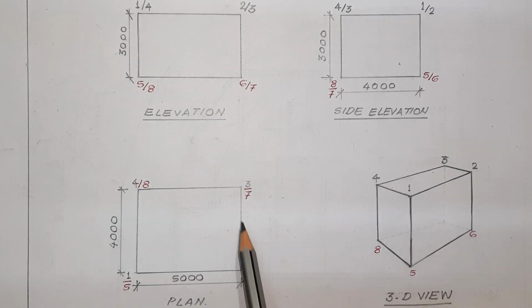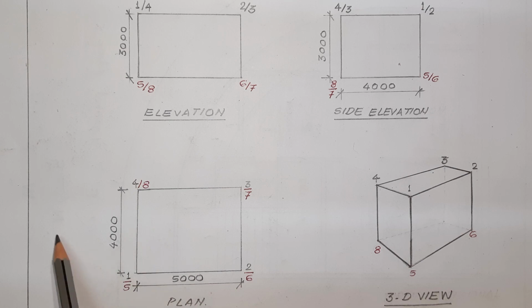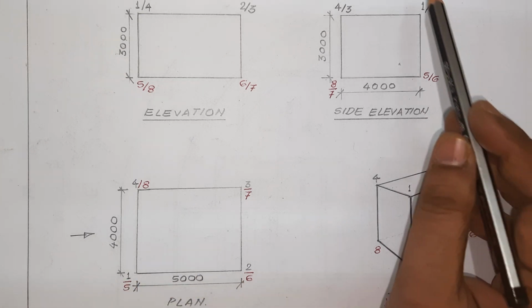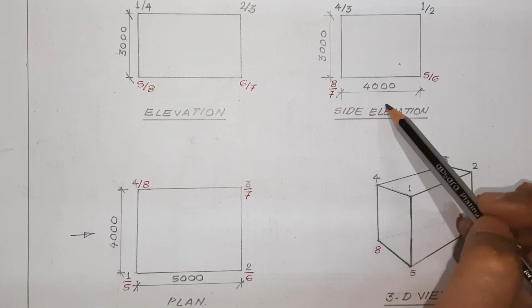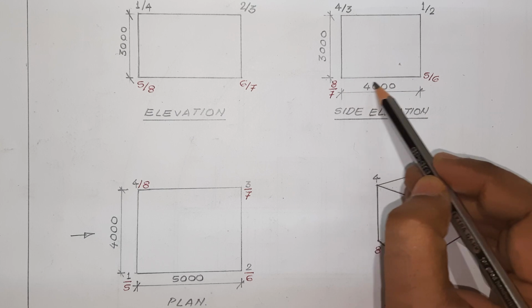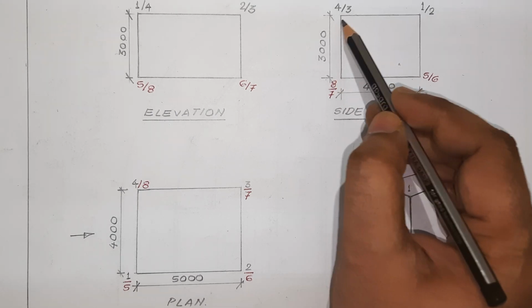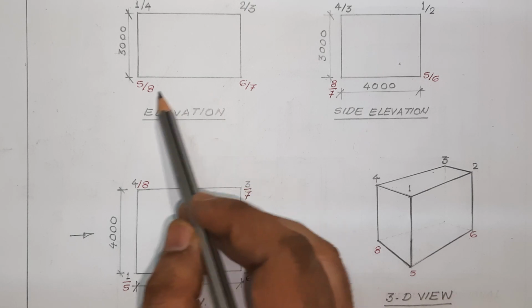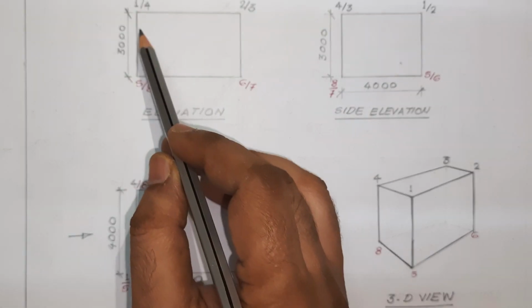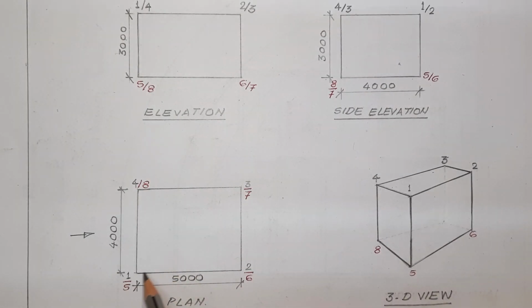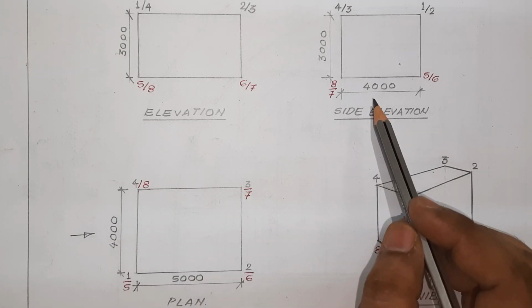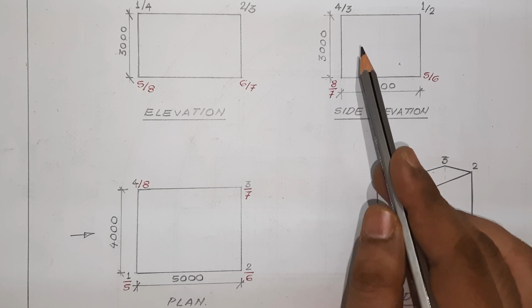We are observing this plan for its side elevation from this side. So if you observe this particular box from this side, the face which will be visible of that rectangular box will be this. So its width is 4000 millimeter and its height is 3000 millimeter. So in elevation, we will be getting its length and height. In plan, we will be getting its length and its width. And in the side elevation, we can observe its width and the height.